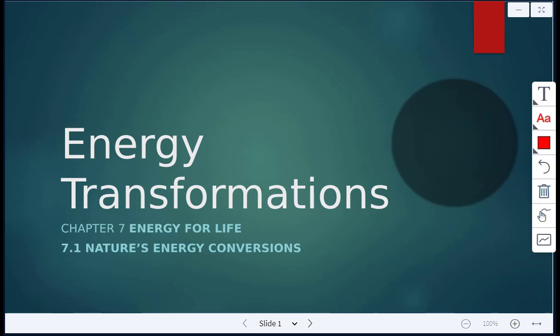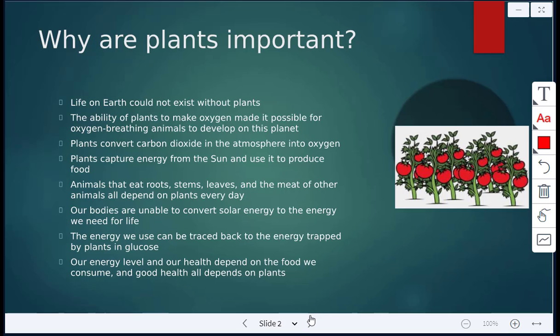All right, so we are now on chapter 7. Chapter 7 is energy for life, and today is the lesson on 7.1, which is nature's energy conversions. We're going to talk about plants and photosynthesis a little bit, and why plants are so important.